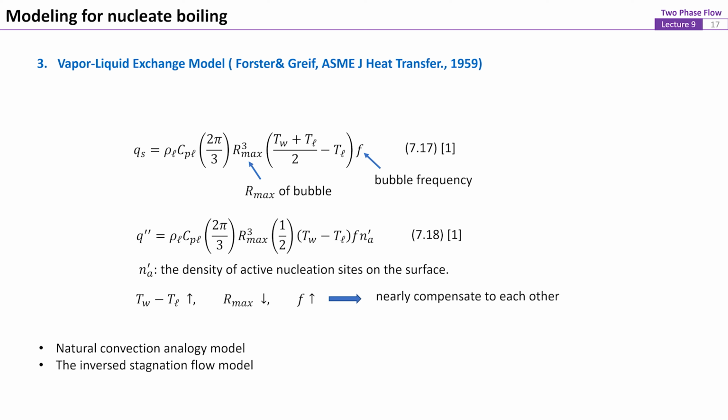One significance of equation 18 is that as the bulk liquid temperature decreases, the departure diameter decreases and the departure frequency increases. These three factors nearly compensate each other, resulting in nearly unchanged heat flux with changing subcooled liquid temperature. It should also be noted that increasing the temperature of the hot surface generally increases the number of active sites and the maximum radius of the bubble before departing from the surface.